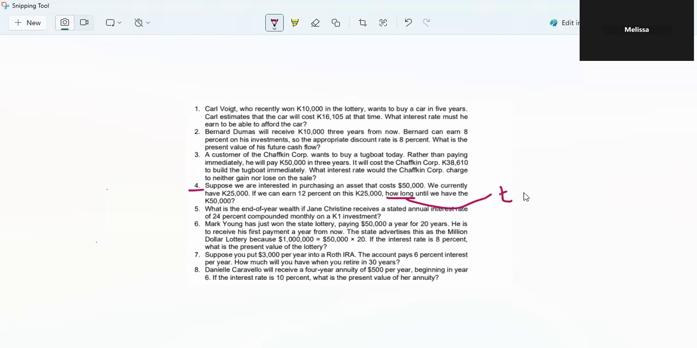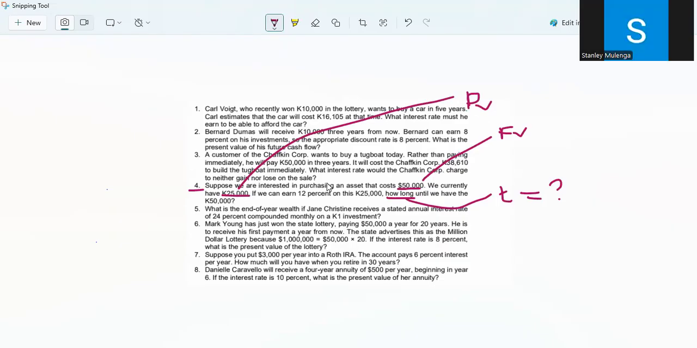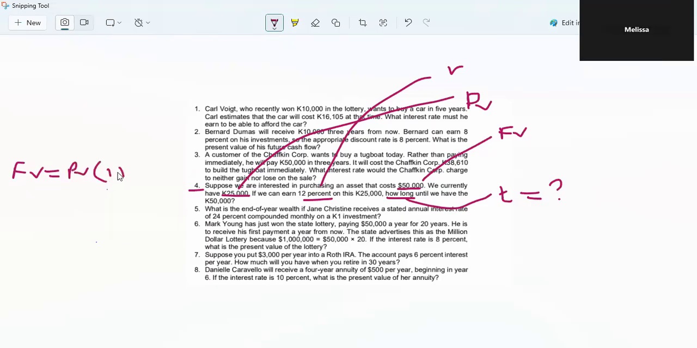So you can pick your formula. What are we given? Ladies, join. It's all of you participating. The 50,000 is your future value, and your 25,000 is your present value. And the 12% is our rate. So what's the formula? Future value is equal to present value, open brackets, 1 plus R, close, to the power T.